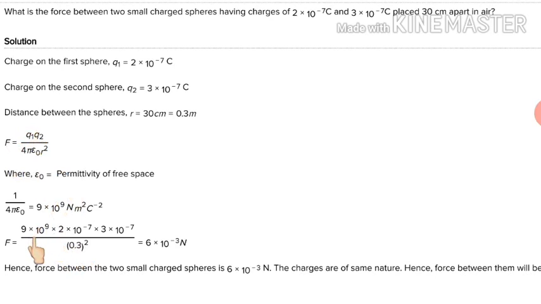This is the value of 1 upon 4 pi epsilon naught. This is Q1, this is Q2, and this is R. And we can easily solve it. And after solving, finally we'll have this answer. So F will be equal to 6 into 10 to the power minus 3 Newton. So this much force acts between these two charges, and as these two charges are positive in nature, the force between them will be repulsive.